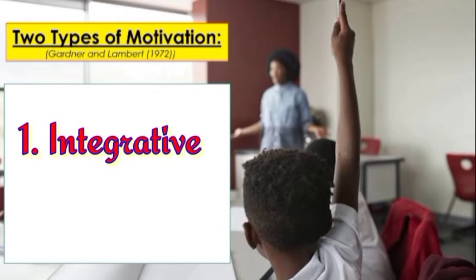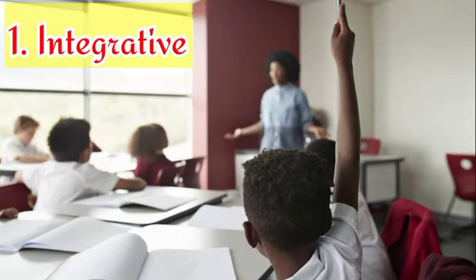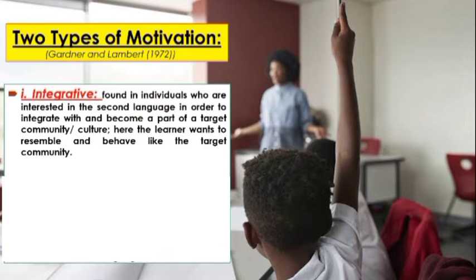The first is integrative and the second one is instrumental. Integrative refers to the learner's willingness and interest in promoting second language acquisition through social interactions with members of the second language group. This kind of motivation is found in individuals who are interested in the second language in order to integrate with and become part of a target community or culture. Here, the learner wants to resemble and behave like the target community.